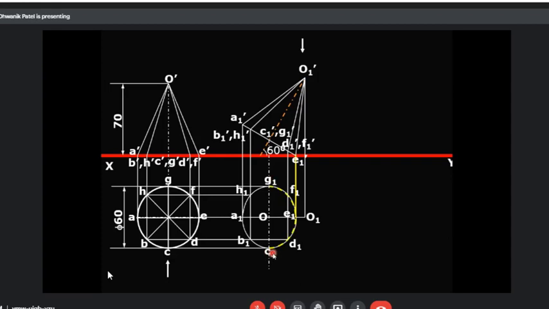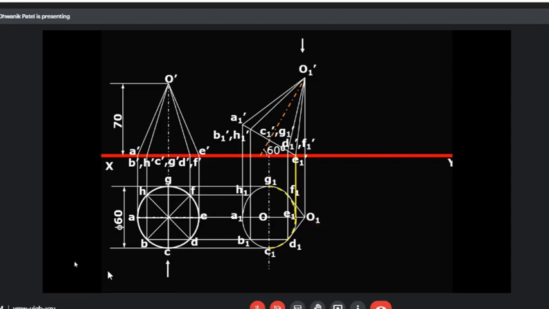Understand? Yes, sir. Okay, now you have to connect G1O1 and C1O1. So this is your reduced shape. Is there any doubt here? Because here you don't need to join all the points, like G1O1, F1O1, H1O1. You just connect the outer points, G1O1 and C1O1.